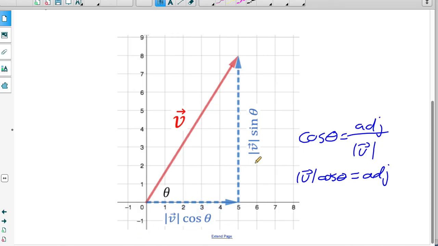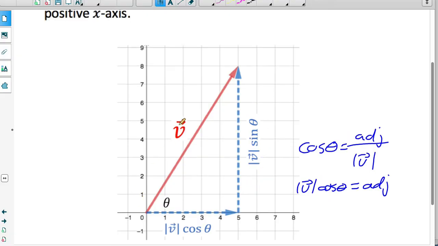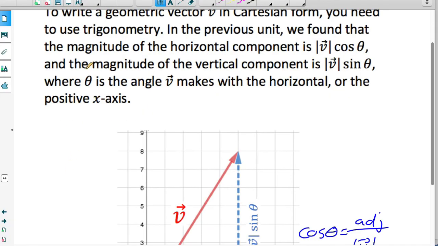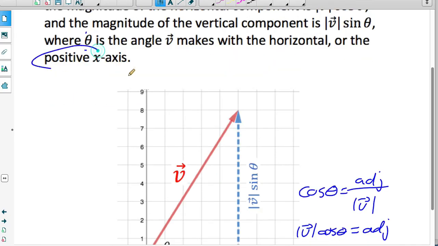And then same reasoning for how we figure out that this vertical component is equal to the magnitude of v times sine theta. So we figured that out last unit, in the last lesson, where we learned how to write vectors in terms of a sum of its horizontal and vertical components. And another thing to note here is that theta is the angle the vector makes with the positive x-axis. So we call that the principal angle.